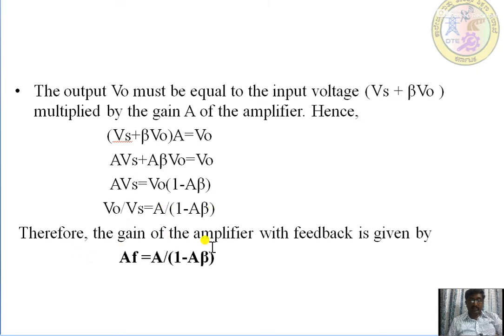So the gain of the amplifier with feedback is given by AF is equal to A divided by 1 minus A beta. This is the standard formula for the amplifier gain, that is AF is equal to A divided by 1 minus A into beta.